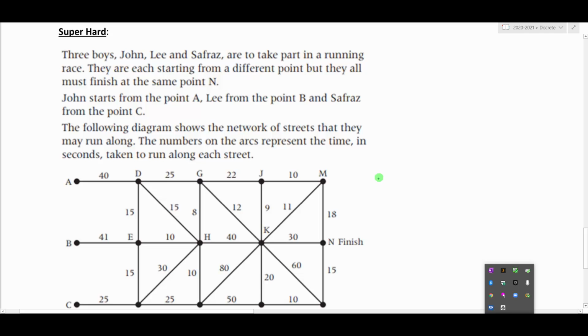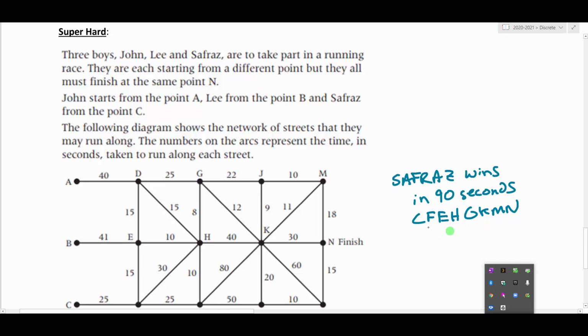All right, so for this one, as it turns out, Safraz wins. Safraz wins in 90 seconds. So the path that he takes him 90 seconds, and here's the path that he takes for the win. C, F, E, H, G, K, M, N. There we go. So that's the path that he takes.